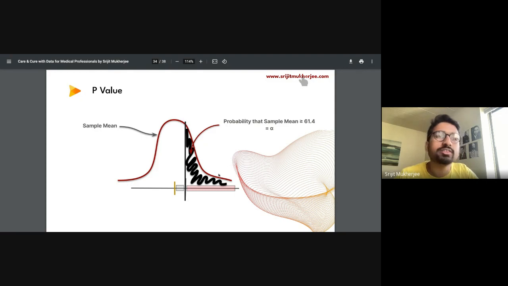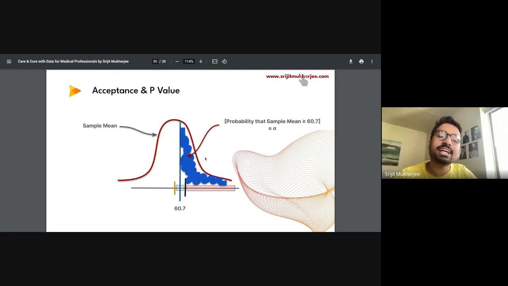The actual red curve is the actual curve. Given the true value, that the mean is 60, this black area is nothing but the probability the sample mean is greater than or equal to 61.4. That is the sweet spot, where we're rejecting. It is the probability that we're rejecting given that the mean is 60, and that is nothing but the alpha, the type 1 error.